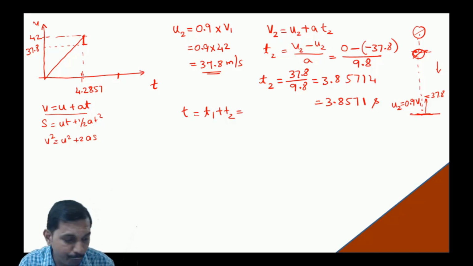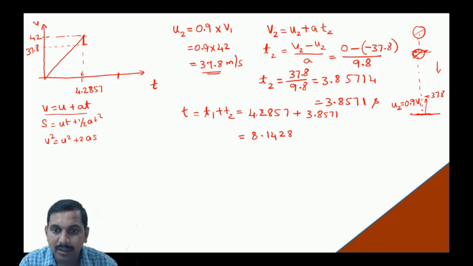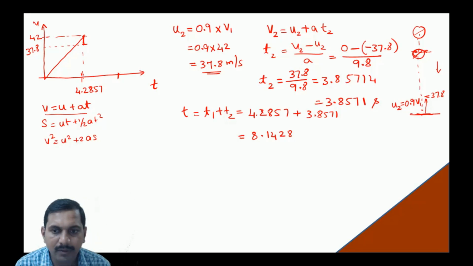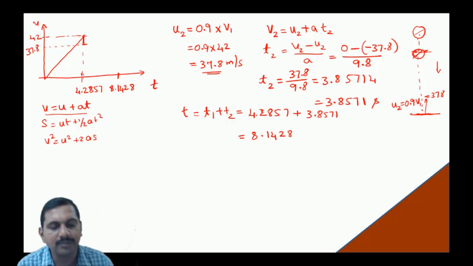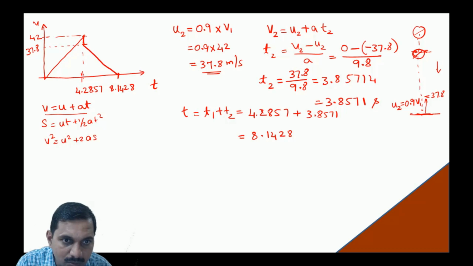That would be 4.2857 plus 3.8571, and that comes out to be 8.1428. So this particular thing here comes out to be 8.1428, right? And how does it reduce? It reduces linearly. So this is how it comes down here.